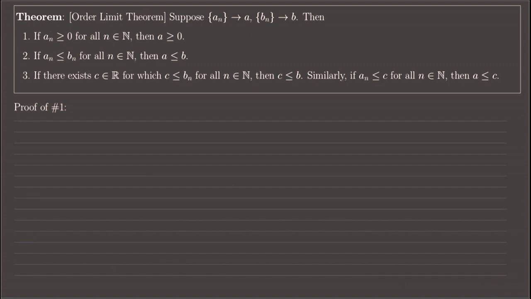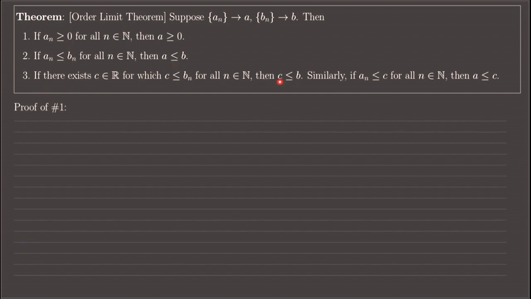Lastly, let's look at a group of statements I call the order limit theorem, because it's a theorem about how to order limits if you know that you have convergent sequences. So suppose a_n converges to a and b_n converges to b. If a_n is a sequence of non-negative terms, then the limit can't be negative. If a_n is less than or equal to b_n, then the limit of a_n must be less than or equal to the limit of b_n, so a is less than or equal to b.